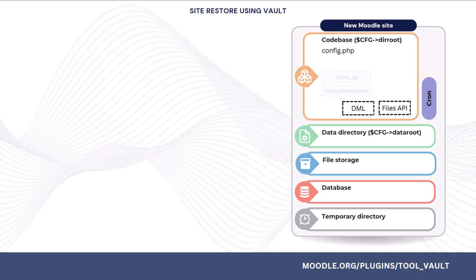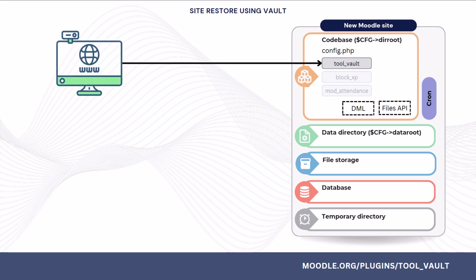Next, install the code for all the add-on plugins you need. Remember, the backup does not include any code, only data. Of course, you also need to install the Tool Vault plugin. Finally, go to the Vault settings and enable restores to allow the restoration process. When everything is ready, go to the web interface, enter your API key, and request a site restore.